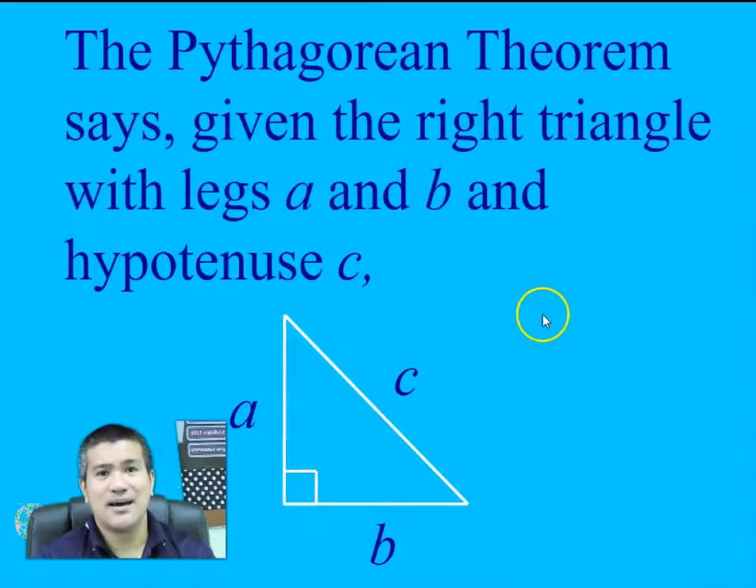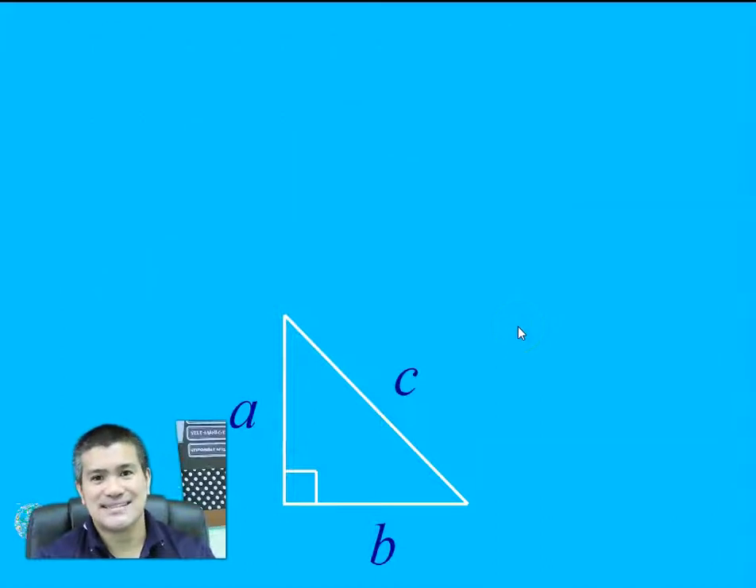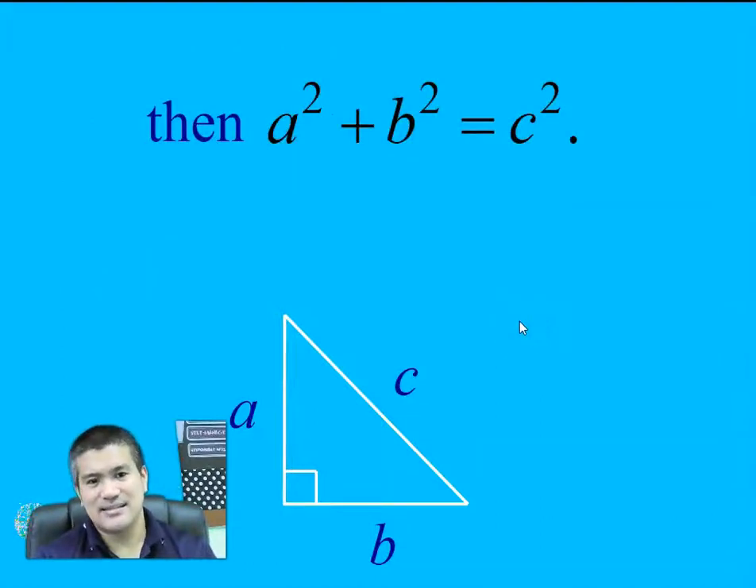That is how we apply the Pythagorean theorem. It says, given a right triangle with legs A and B and hypotenuse C, then A squared plus B squared equals C squared.